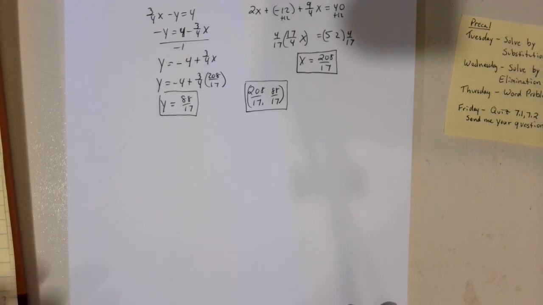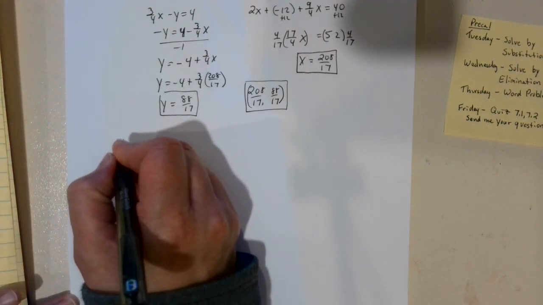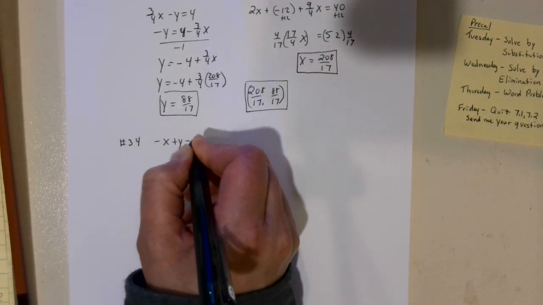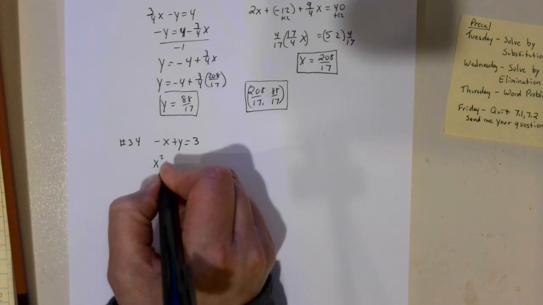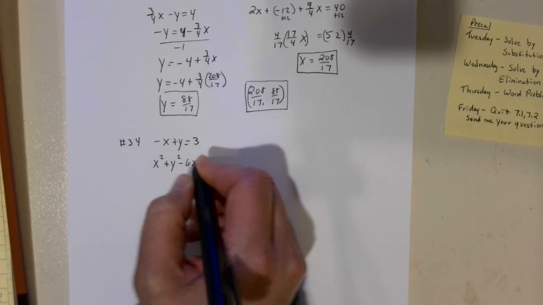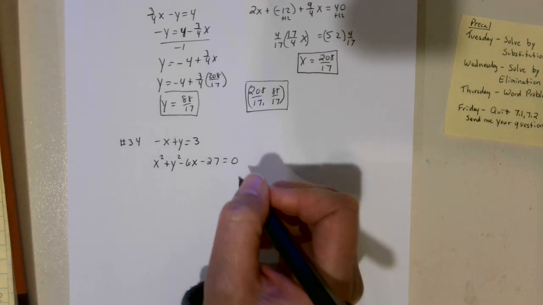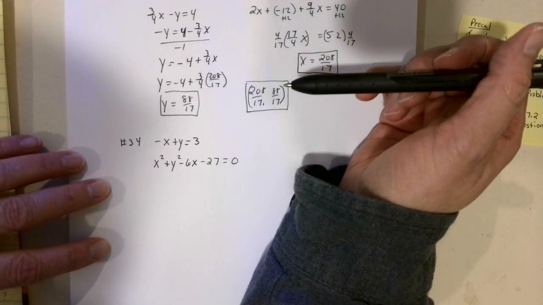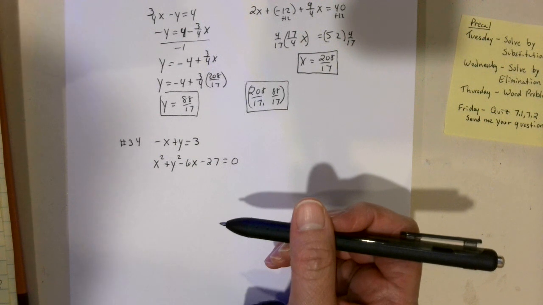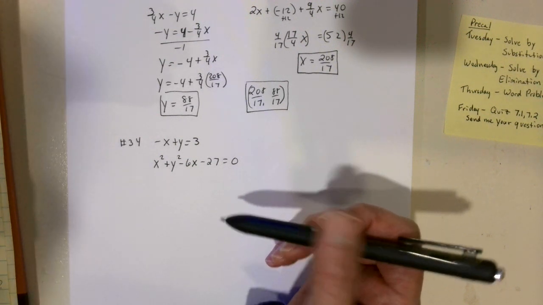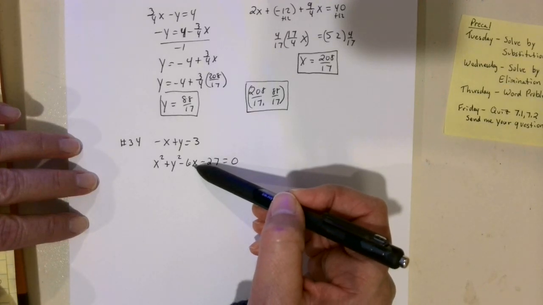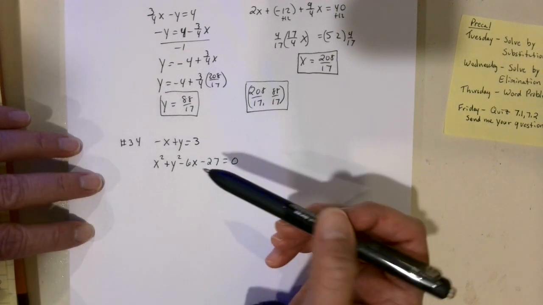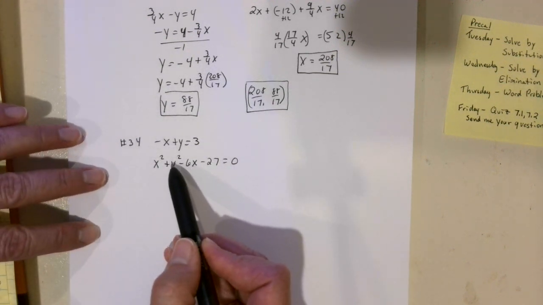Now, real quick, I'd like to look at one more. Number 34. We have negative x plus y is equal to 3. x squared plus y squared minus 6x minus 27 is equal to 0. So the other examples that we've been looking at are two linear equations. And that's what you would have done in Algebra 1 and in Algebra 2. Here we have a linear and a circle. And so a line and a circle will probably intersect at two places. And notice that we have some squareds here, so we're going to have some quadratics.